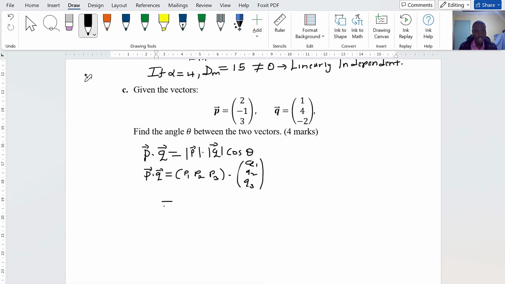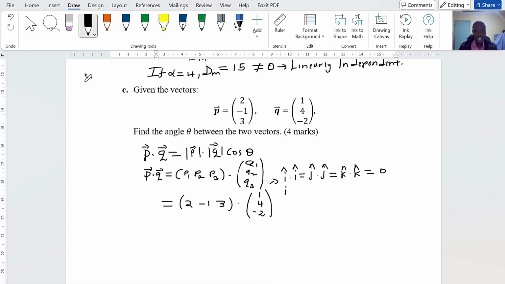Now from the information we are given, the row matrix for P is 2, -1, 3, times the column matrix for Q, which is 1, 4, -2. And this takes place because i dot i is the same as j dot j, which is the same as k dot k, which is equal to 0.